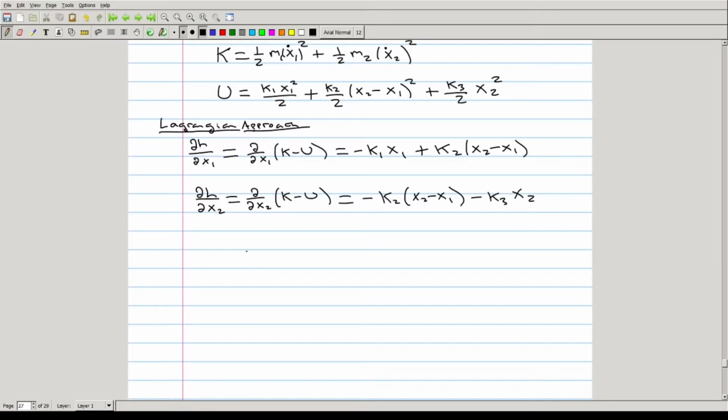And then dL/dx1 dot is going to be m times x1 dot, and dL/dx2 dot is going to be m times x2 dot.